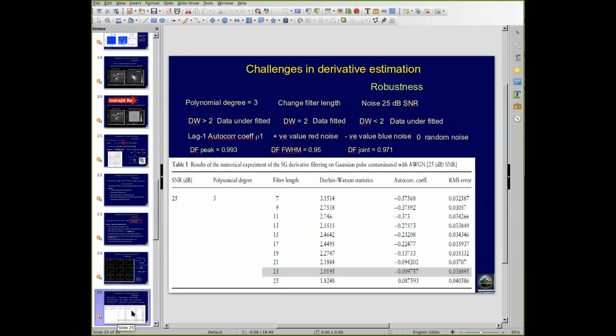Again, we conducted the same thing with a higher noise, 25 dB SNR. 25 dB SNR is something around 4.67, or nearly 5% noise.